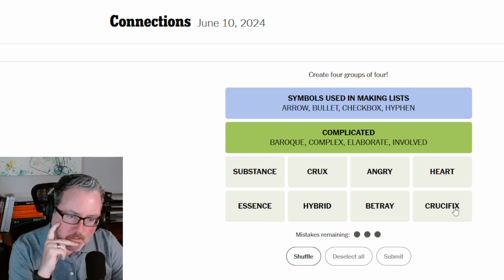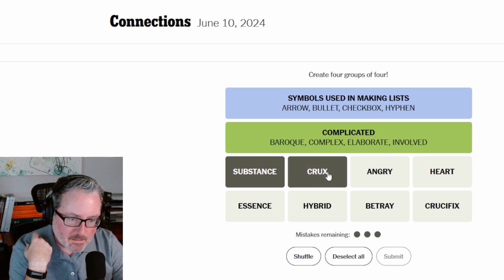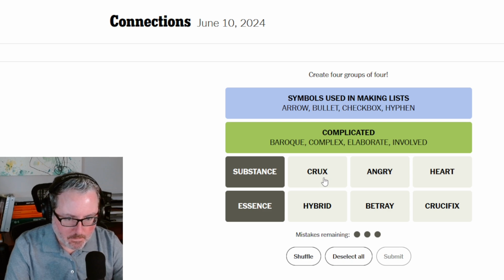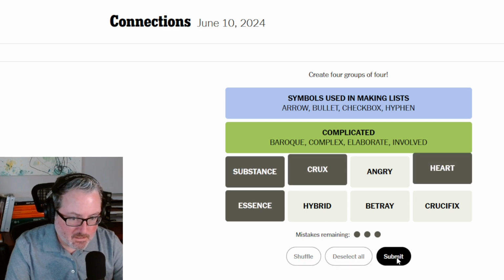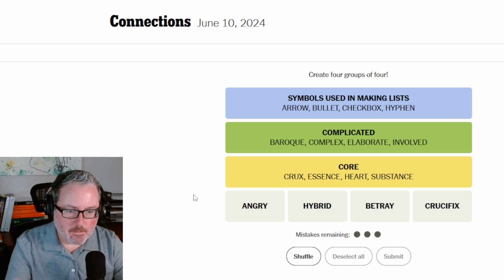I don't see where another connection would go there. Substance, crux, essence. Substance and essence seem to go together. Does crux go in there with it? Substance, essence. Heart and crux. That was it. Core. Oh, at the crux of the essence of the heart of the substance.